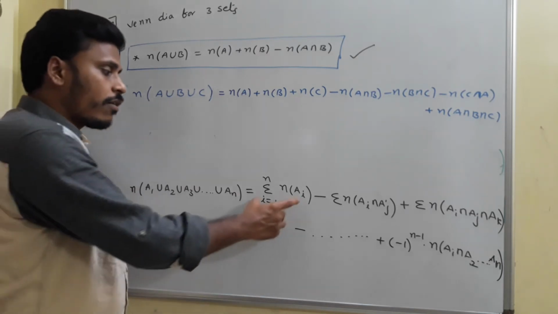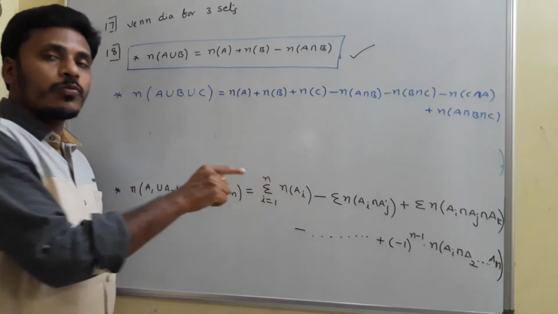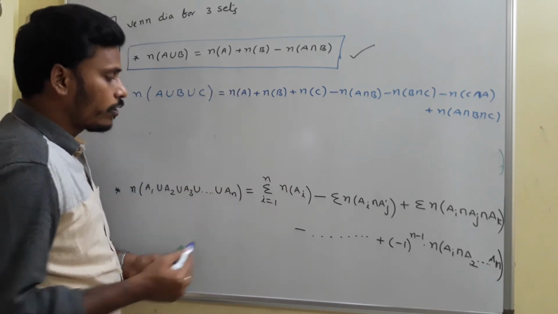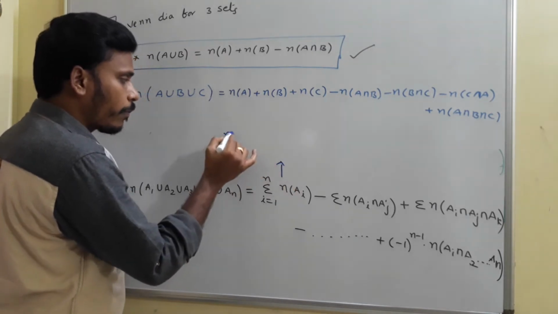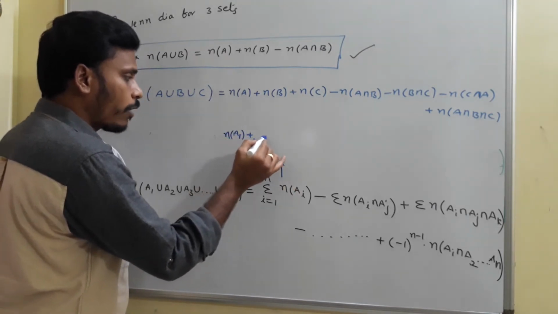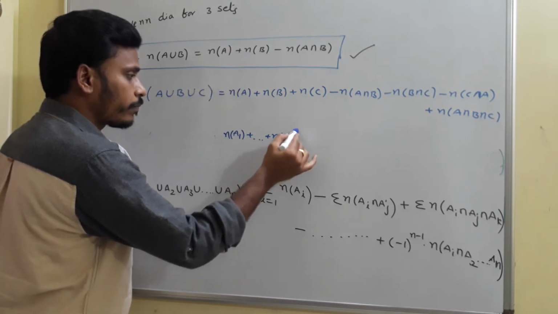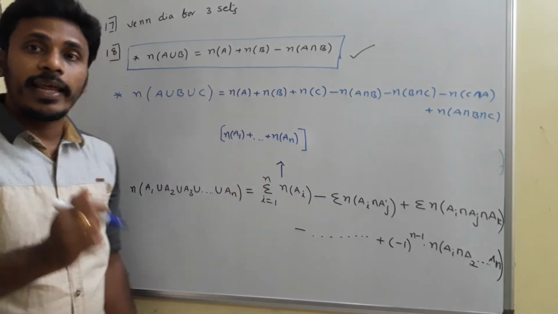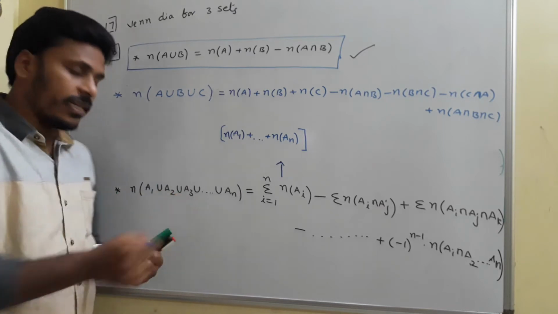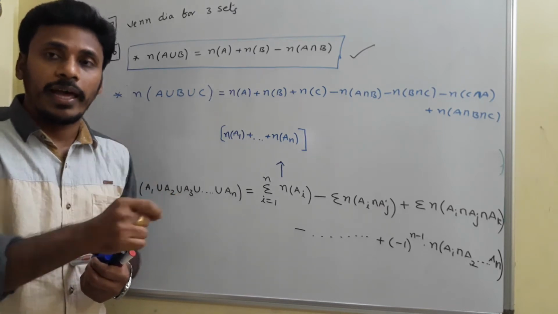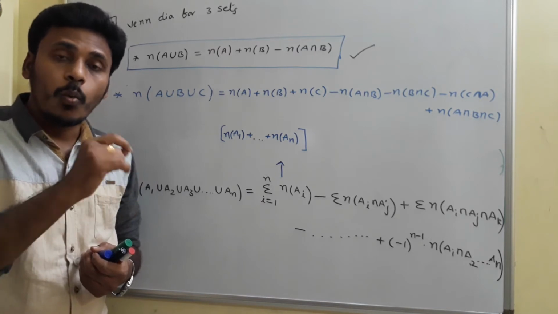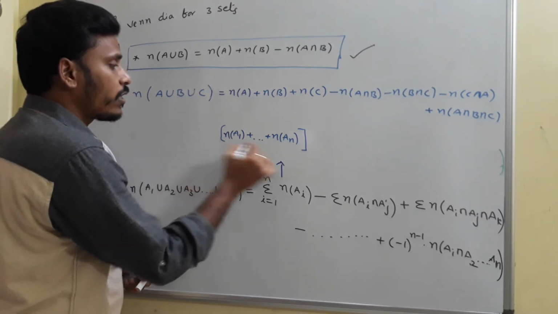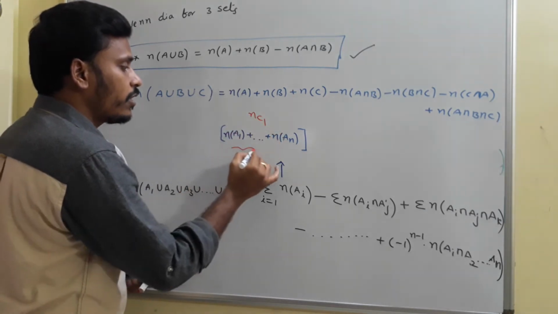And the next observation is, the first term will contain the summation of all possible n of a1, n of a2, n of a3 and so on. Once again, if you look there, this first term is simply nothing but n of a1 plus and so on plus n of an. This is the first term. How many terms are there here? If you observe, there exist n terms because there are n sets and we need to choose one set from the n. Selecting one set from the n sets is already mentioned as nC1. So here you will get nC1 terms in this bracket.